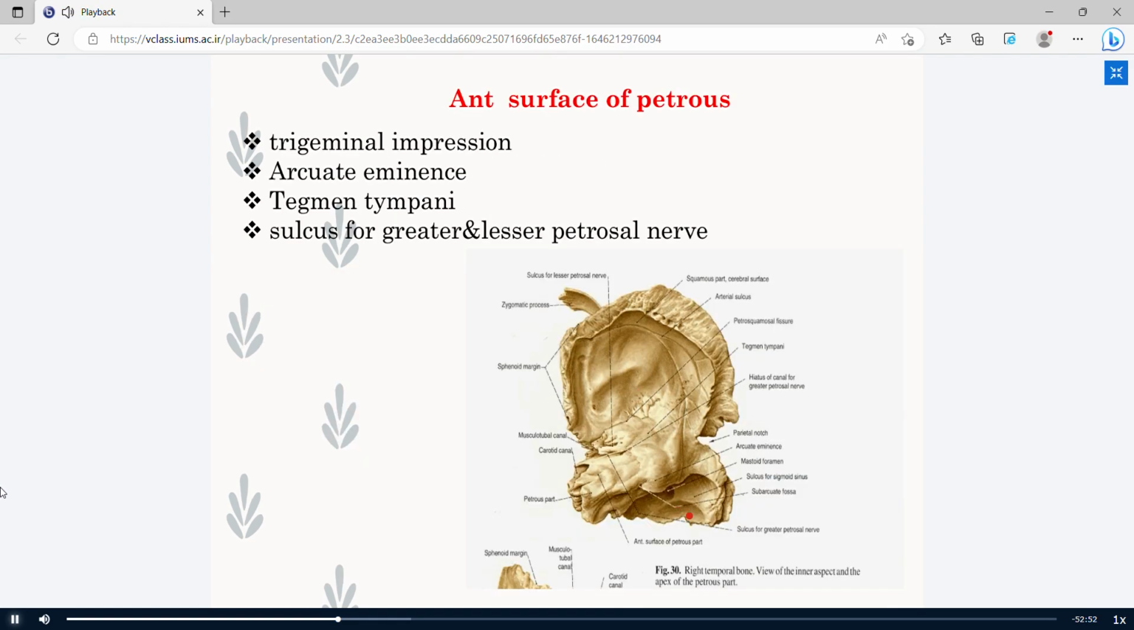But at the internal surface of the mastoid portion, this is the mastoid portion. In the internal surface, there is a groove for the sigmoid sinus. This is the sulcus for the sigmoid sinus in the mastoid portion. And the sigmoid sinus is a continuation of the transverse sinus in the skull.